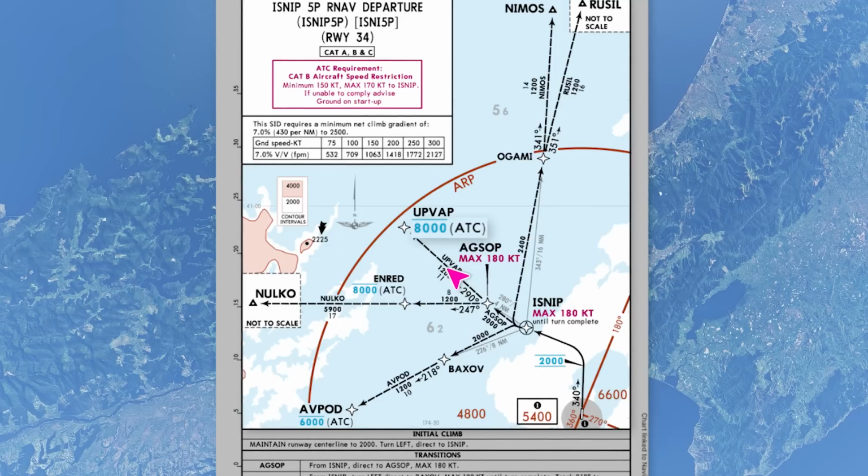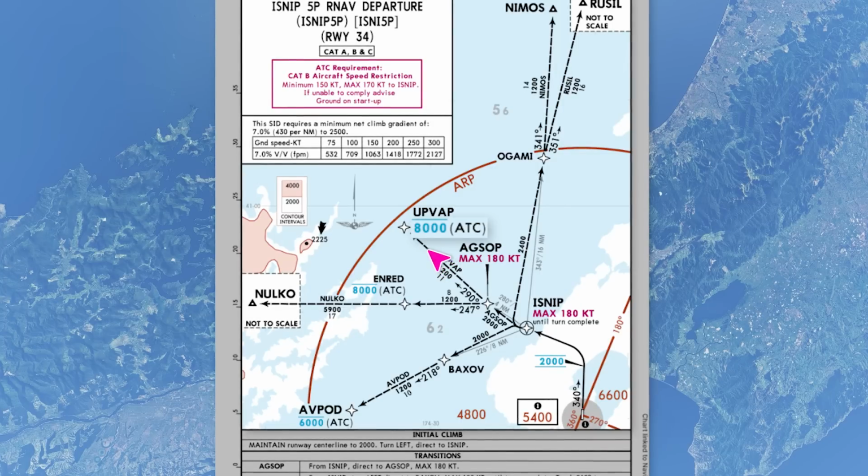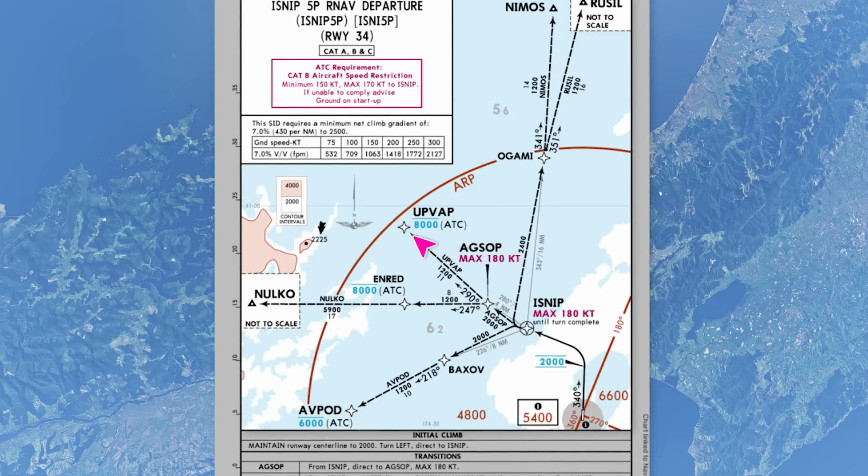If the line is capping the waypoint or on top of it, this indicates we cannot climb higher and will need to stay under that 8,000 feet. If the line was below the 8,000 feet, we would need to be above the 8,000 feet at the waypoint UPVAP. ATC can issue higher altitudes, but we can only climb above that if ATC tells us to do so.